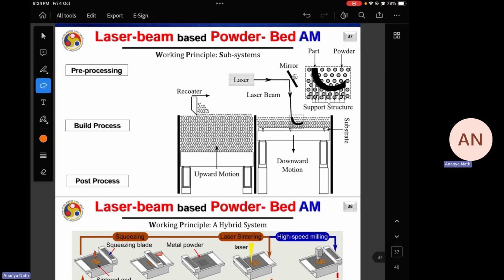In the building process, we start the process, we have the CAD file, we make it STL, we slice it, we put it in the machine-specific software, we place it, we define the process parameters, we start the process. In post processing, first we remove the powder from the build plate, because after the printing, you will have the part which is completely present inside the powder. So you have to first remove the powder from the build platform.